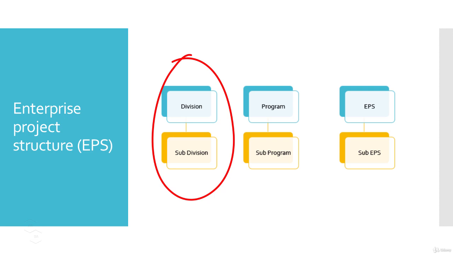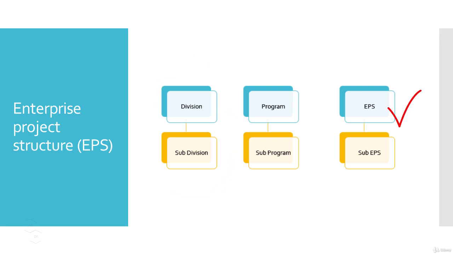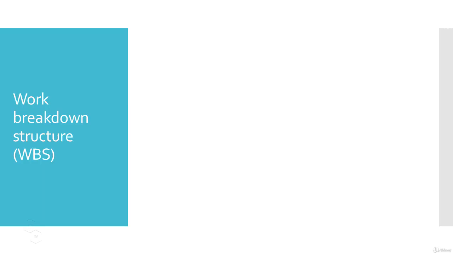work. While on the other hand, the enterprise project structure or EPS is also a hierarchy that represents portfolio, programs, and the projects. So the EPS breaks down the work, and we also know that both the EPS and programs are similar in a way that they both have project at the lower end. Now let's move forward and learn another core concept called work breakdown structure or WBS.